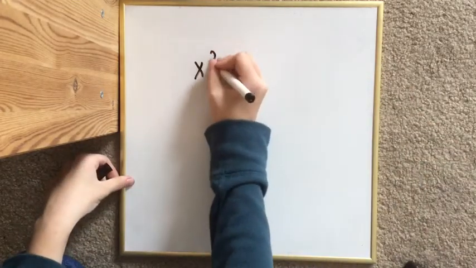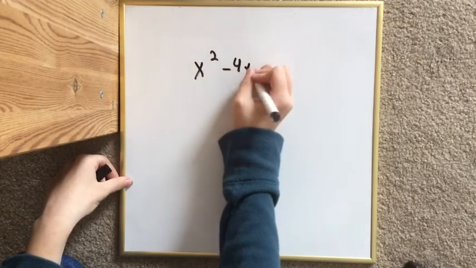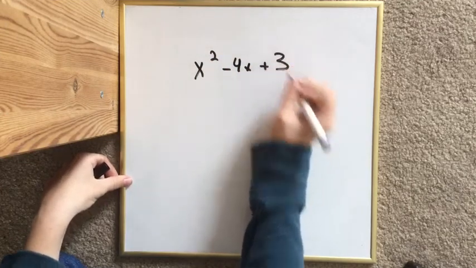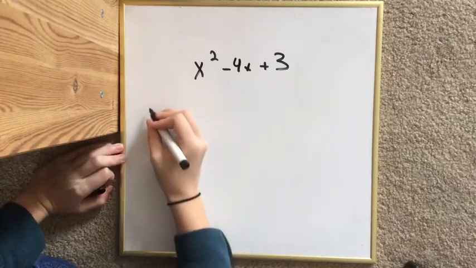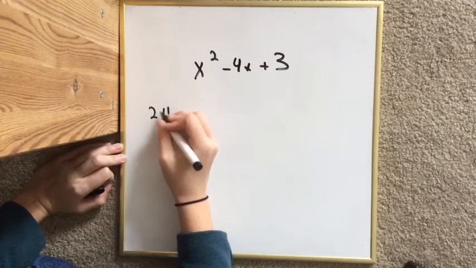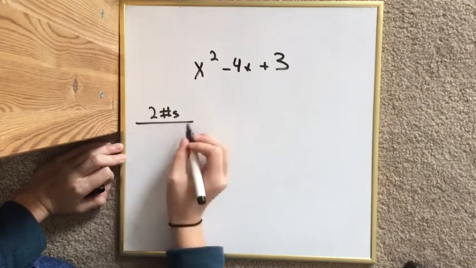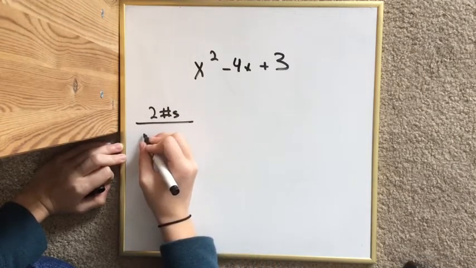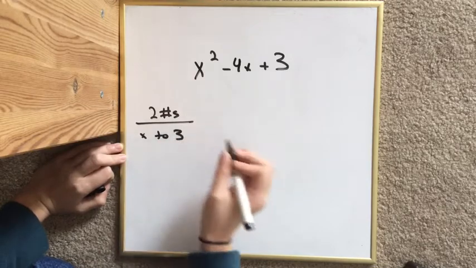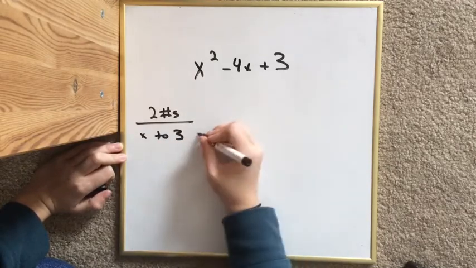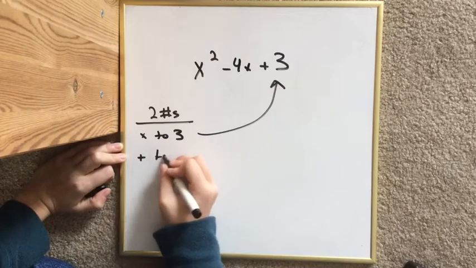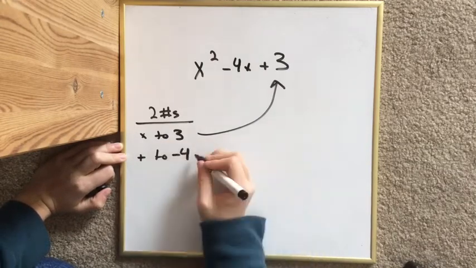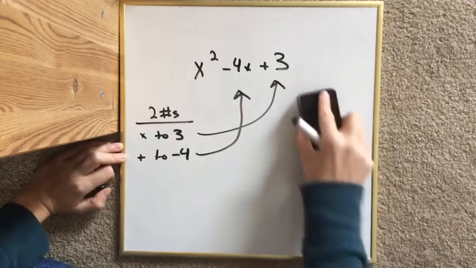Okay, so let's just do another one of those just to get a little more used to the process of doing this, okay? So we need two numbers, and what do they have to be? They have to multiply to 3, and what do they have to add to? -4, okay? Because those are our numbers.